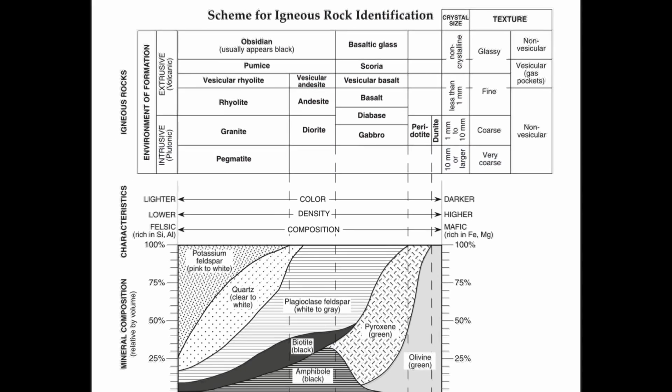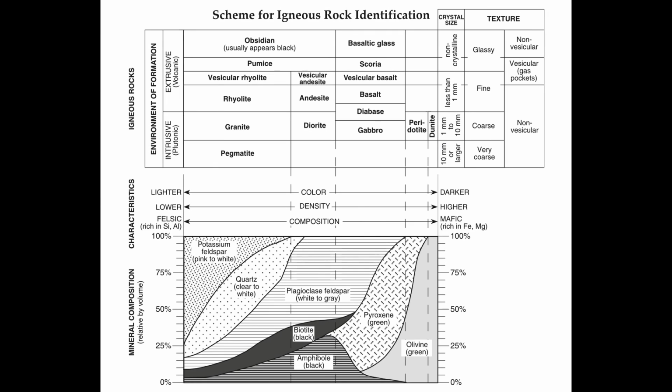Now let's zoom back out and see what else the chart tells us. This center area shows us color. The rocks on the left side are lighter in color, and on the right they're darker. Here's density. The left side they're less dense, and the right are more dense. And here's composition. The left side are felsic, meaning they're rich in silicon and aluminum, and the right side are mafic, rich in iron and magnesium.